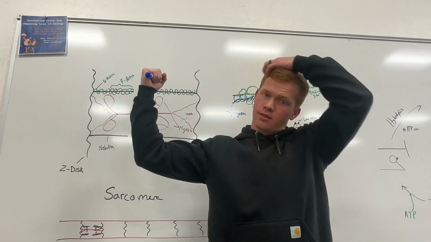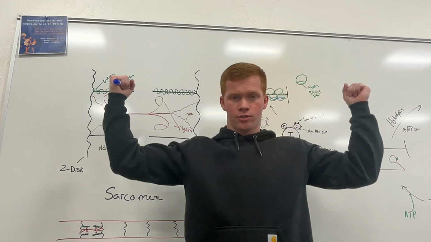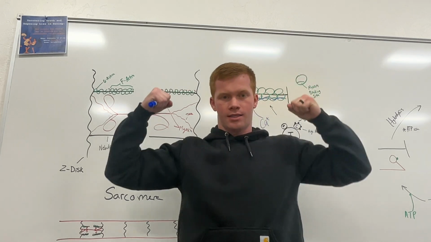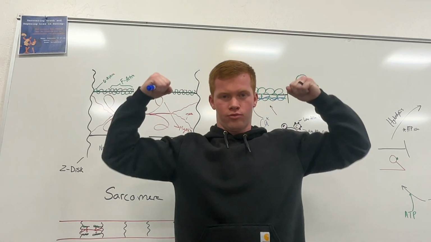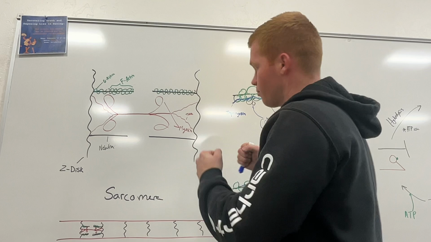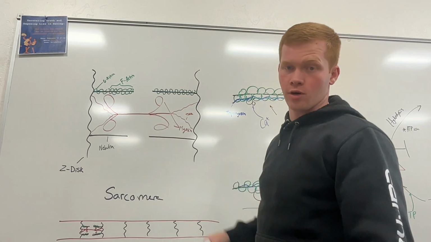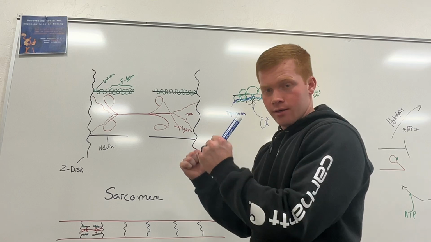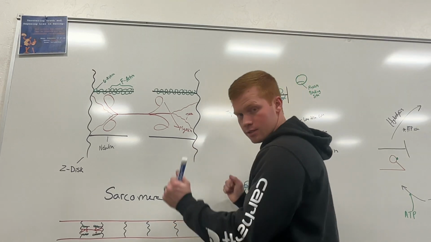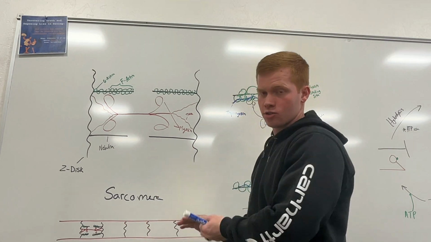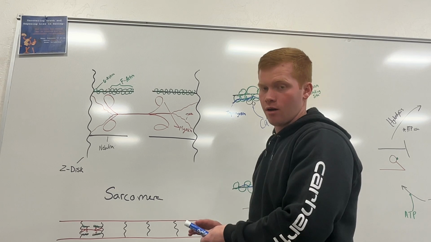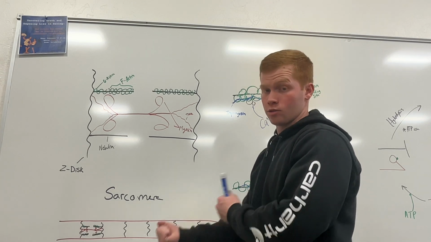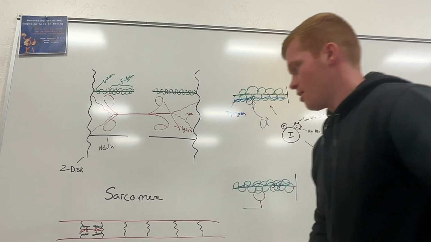This is a cocked position. Uncocked position is going to pull itself closer together, and then it's going to detach, recock again, like that, and that's what pulls the sarcomere together. When you have all these sarcomeres pulling themselves together, the whole muscle fiber is going to contract. When you have all these muscle fibers contracting, that's what's going to cause the muscle actually to contract.